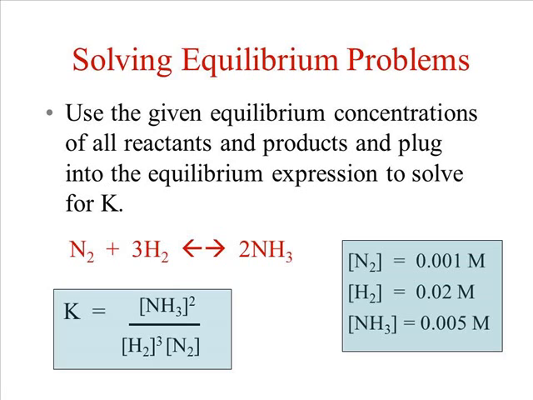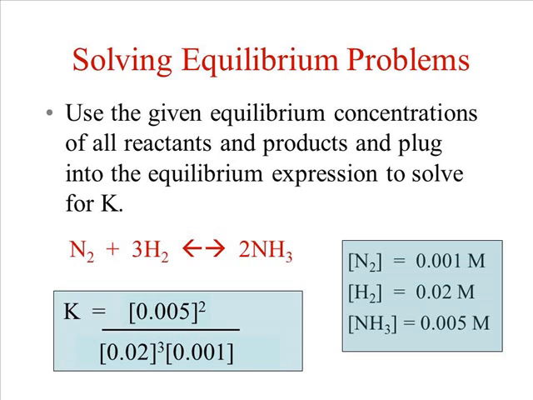If you have calculated correctly, you get a large number, 3,125. So this is a K much, much larger than 1. So at equilibrium, you have mostly products when this reaction has achieved equilibrium. Putting your values in and calculating, you should have gotten 3,125 for your K value.